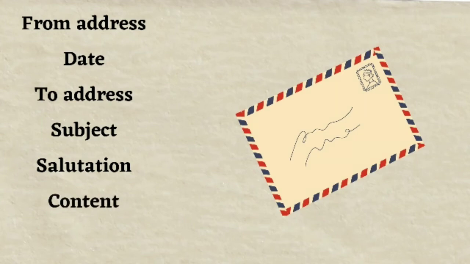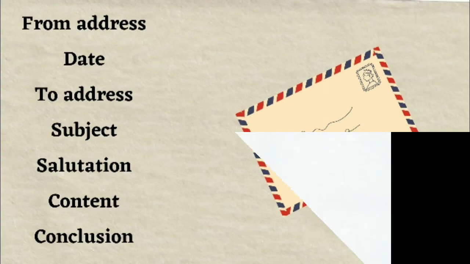Then comes a salutation, which refers to the way in which we address our receiver. And the next is the content of your letter. This is the heart or core part of your letter from which the reader will get an idea about the purpose of your letter. And after writing the content briefly, we have to conclude the letter with your name and sign. Now let's look at an example.